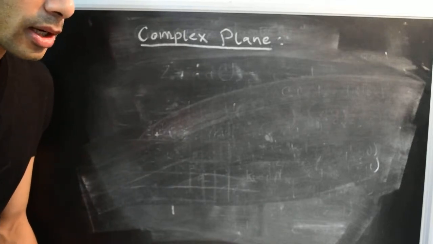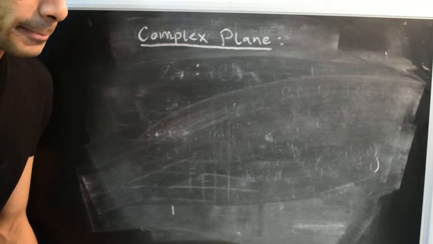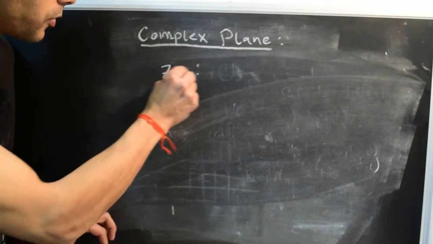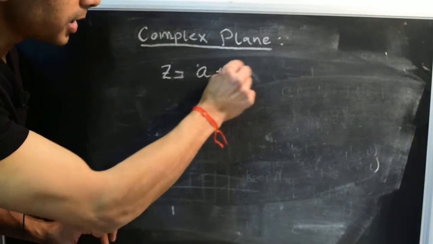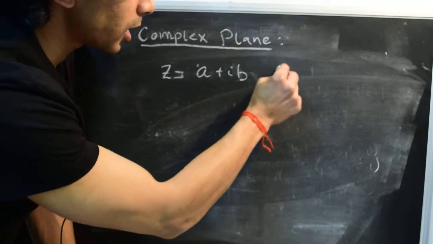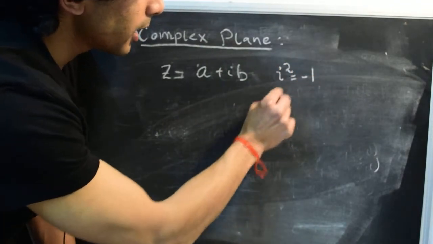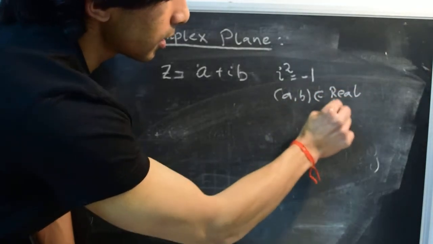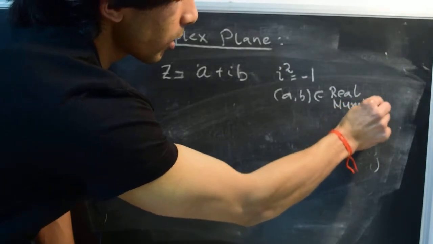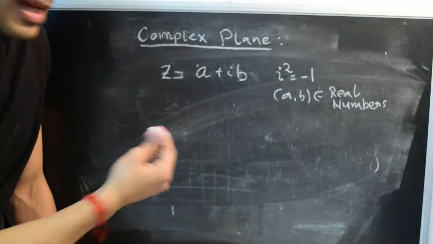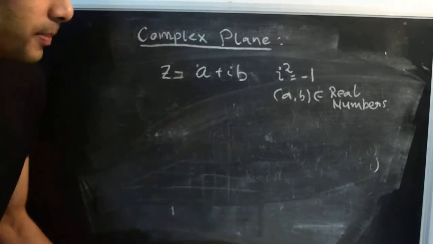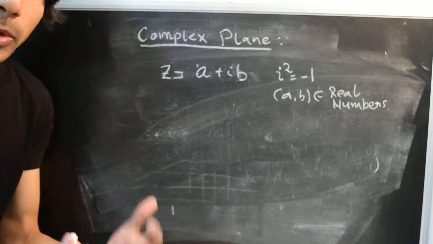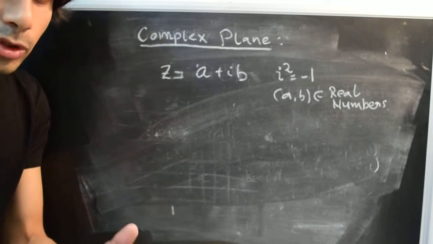So in the previous videos, we started talking about complex numbers. We defined a complex number as an object of the form z equals a plus ib, where i is a unit imaginary number such that i squared is minus 1, and a and b are real numbers, or belong to the real numbers. And then for this composite object of the form a plus ib, we started defining certain rules for how to add two complex numbers, multiply complex numbers, subtraction and division.